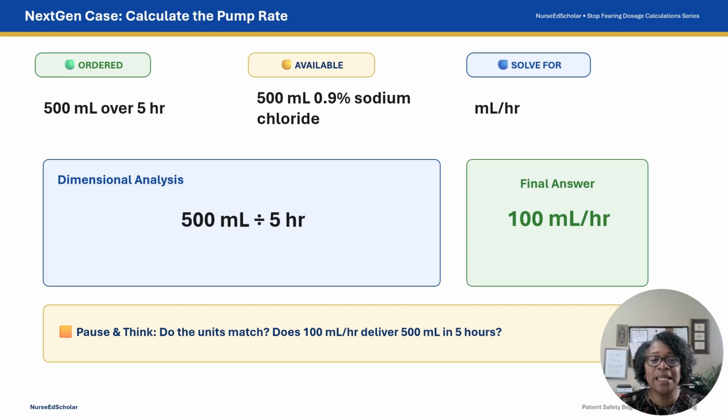So let's calculate her rate. 500 milliliters over 5 hours. You know what's available: you have a 500 milliliter bag of normal saline, and you're solving for milliliters an hour. Do the units match? Yes. So you want to set it up: 500 milliliters in the numerator, 5 hours in the denominator. When you solve it, 500 divided by 5 is 100. So you have 100 milliliters an hour. The pump is programmed to 100 milliliters an hour.